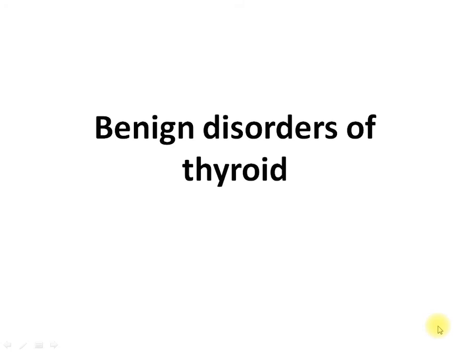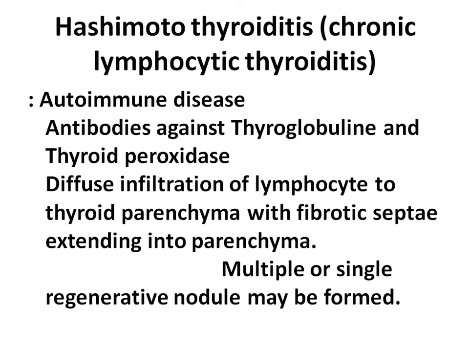Now, let us discuss the benign disorders of the thyroid. Let us see the first slide. The first element of the thyroid is Hashimoto thyroiditis. Also, the synonym is chronic lymphocytic thyroiditis. Here, it is an autoimmune disease.